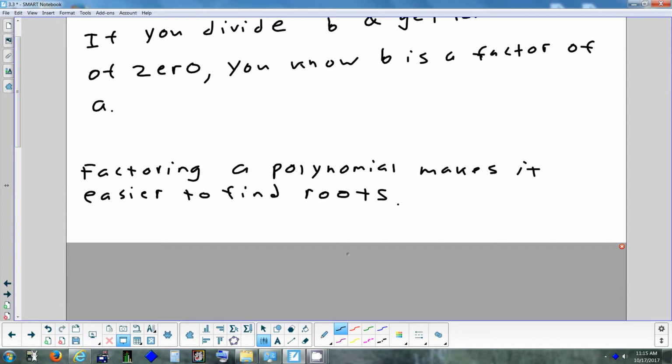The reason why you want to factor something is that it makes it easier to find the roots. It makes it easier to find the numbers you plug in for x and get 0 for y. And that's why you do factoring in Algebra 1. It makes it easier to solve the equation.